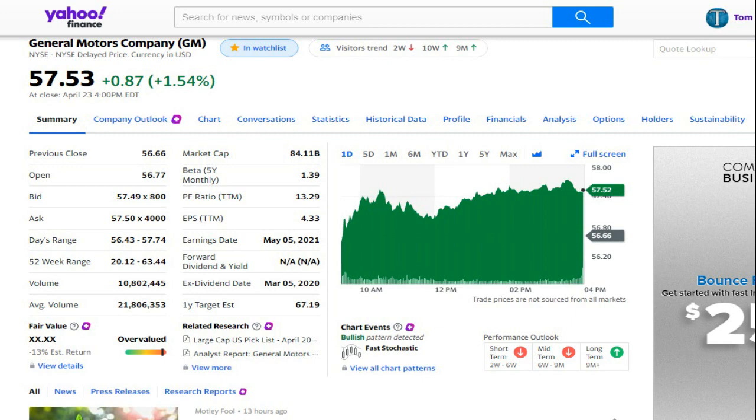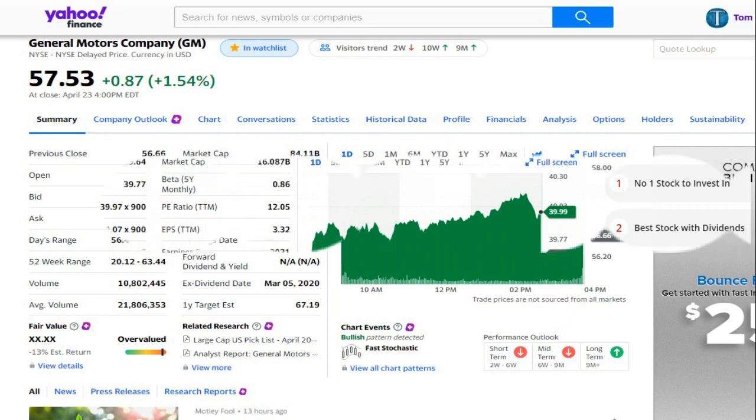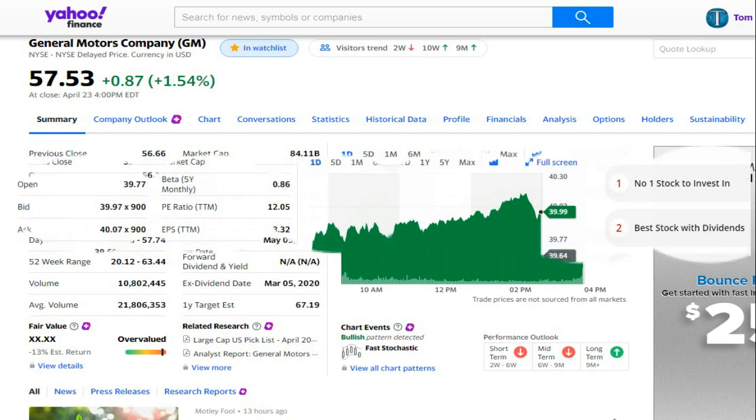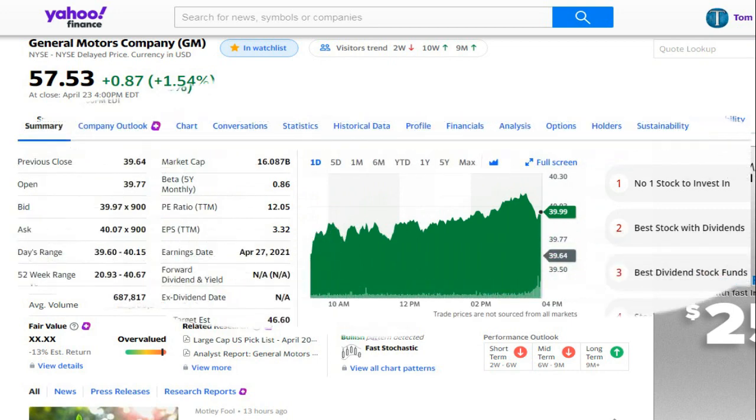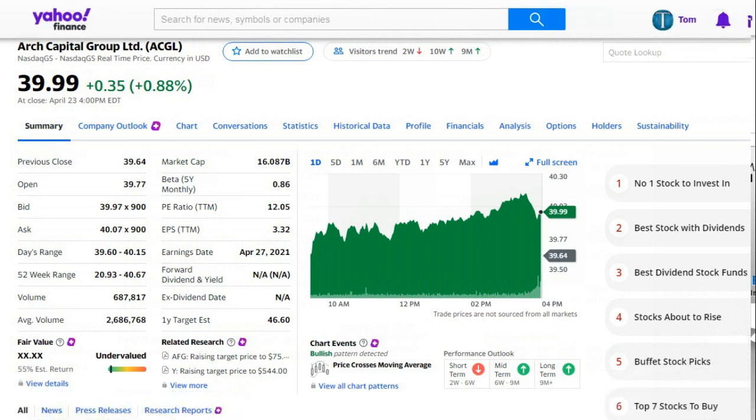I am not a financial advisor. I'm not telling you to buy or sell any stocks. I'm just showing you how I analyze a stock, what the numbers mean, what the words mean, and what the symbols mean, and so on.